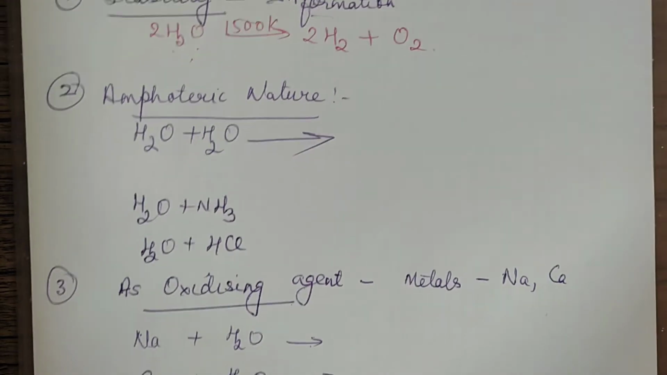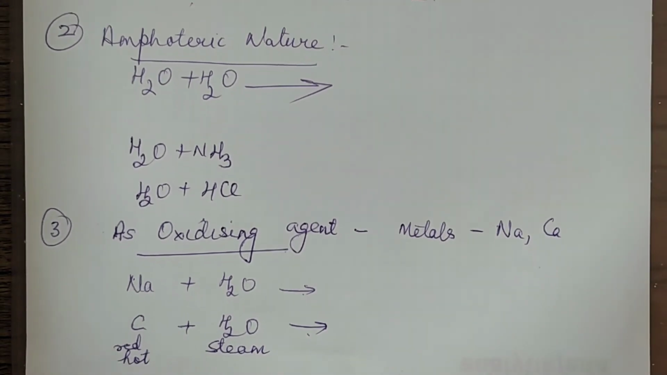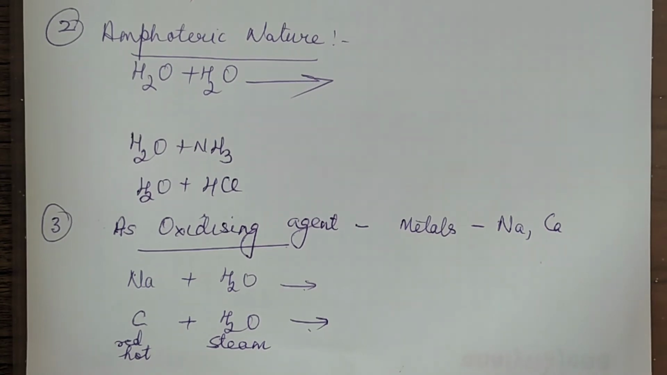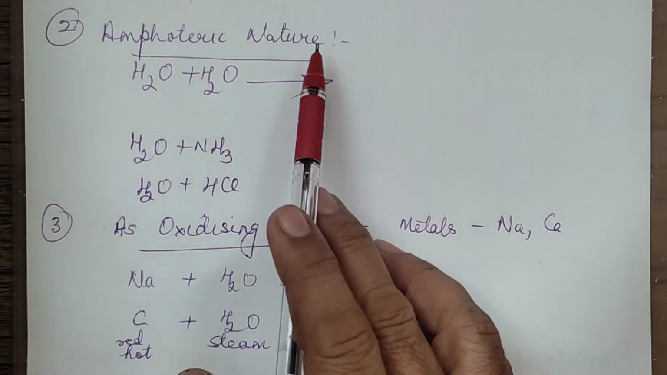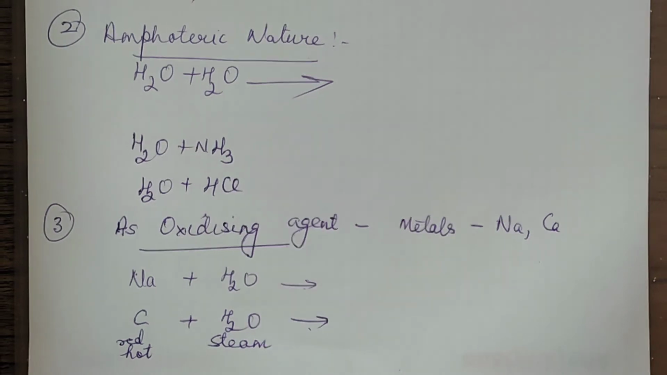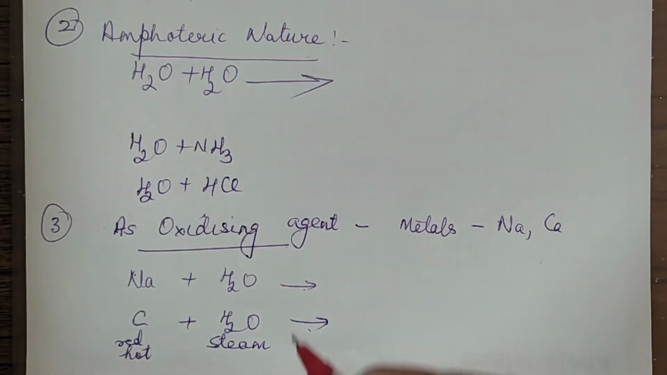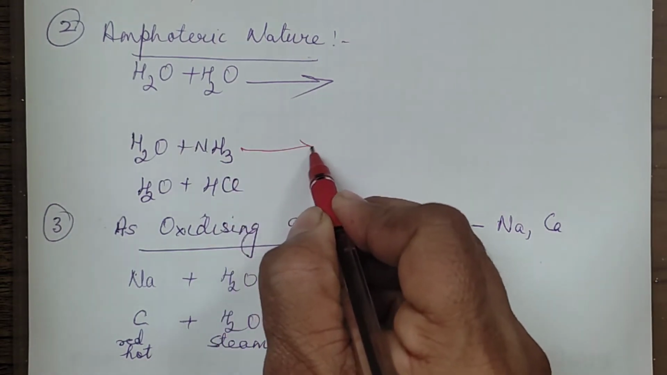Fine? Okay, now we move on to the next property, that is amphoteric nature. Amphoteric nature means it can behave as acid as well as base. Okay, so that we can prove easily by its reaction with this.